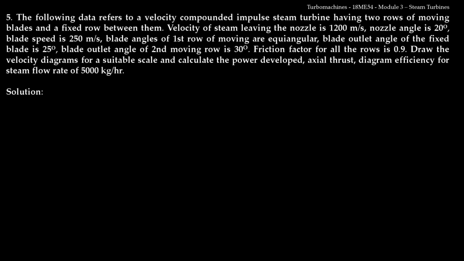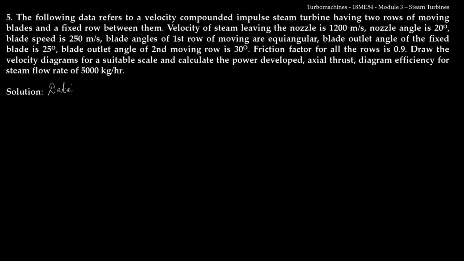So, here first let us write the data given in the problem. The data given are: the following data refers to a velocity compounded impulse steam turbine having two rows of moving blades and a fixed row between them. So, we have two rows of moving blades. In between them we have a fixed blade which just directs or guides the steam to the next stage.